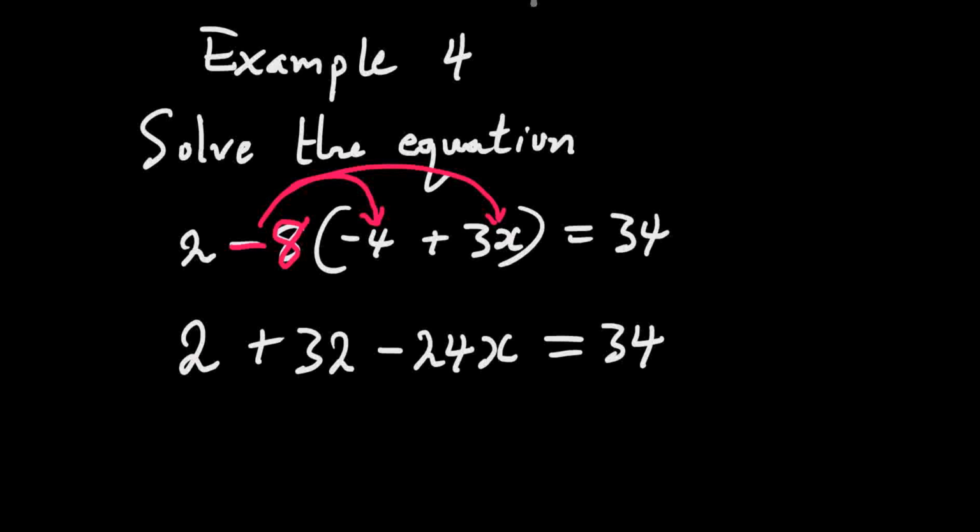All right, so let's combine like terms. We have 2 plus 32 over here, and 2 plus 32 will give us 34. So this will become 34 minus 24x equals 34.